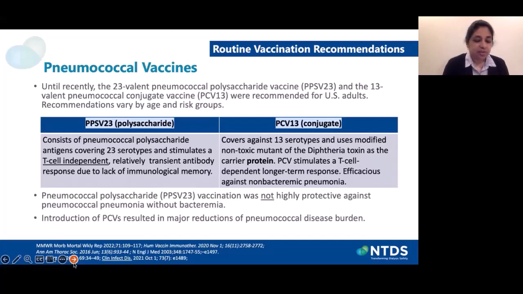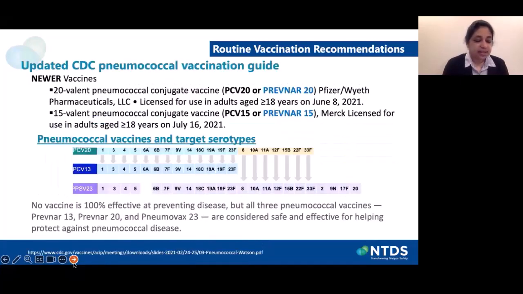Introduction of pneumococcal conjugate vaccines that are efficacious against non-bacteremic pneumonia resulted in a major reduction of pneumococcal disease burden. Per the updated CDC pneumococcal vaccine guide, there are 2 newer vaccines licensed for use in adults 18 and older: 20-valent pneumococcal conjugate vaccine, also known as Prevnar 20, and 15-valent pneumococcal conjugate vaccine, Prevnar 15. The various pneumococcal vaccines target different serotypes, as shown here.